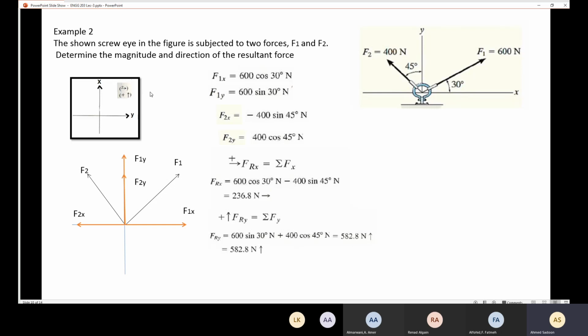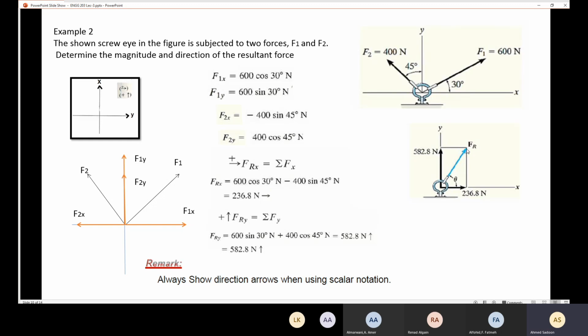I need to know the location of the resultant because this one is very important. So always show the direction arrows when you're using scalar notation. Since we are using scalar notation, it's very important to know the direction of the arrow here. Like you can see here, the resultant into x came out to be positive, and the resultant of the force in y came out to be positive. That means the resultant is going to be located in the first quadrant. And it's a very important point to know that.